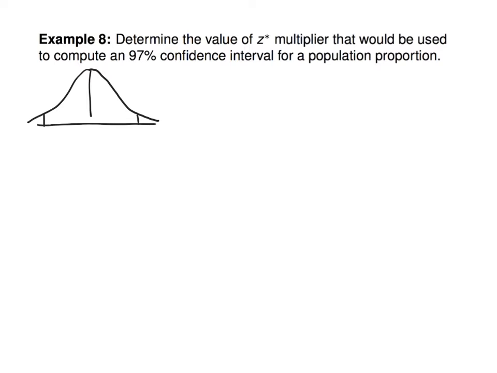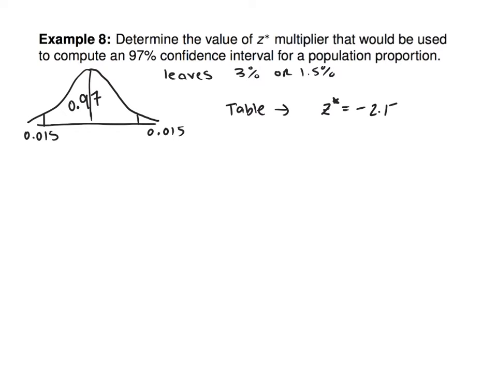Okay, so you want the middle area to be 0.97. That leaves 3%, or 1.5% in each tail, which, like you said, is 0.015 and 0.015. So look at your table and look for 0.015. Negative 2.17. Yeah, negative 2.17 is what I see. Z star equals negative 2.17.